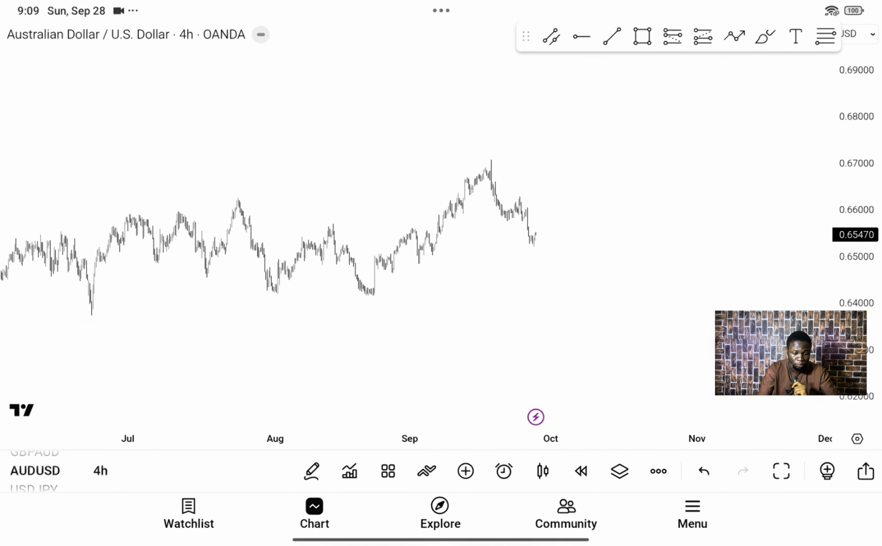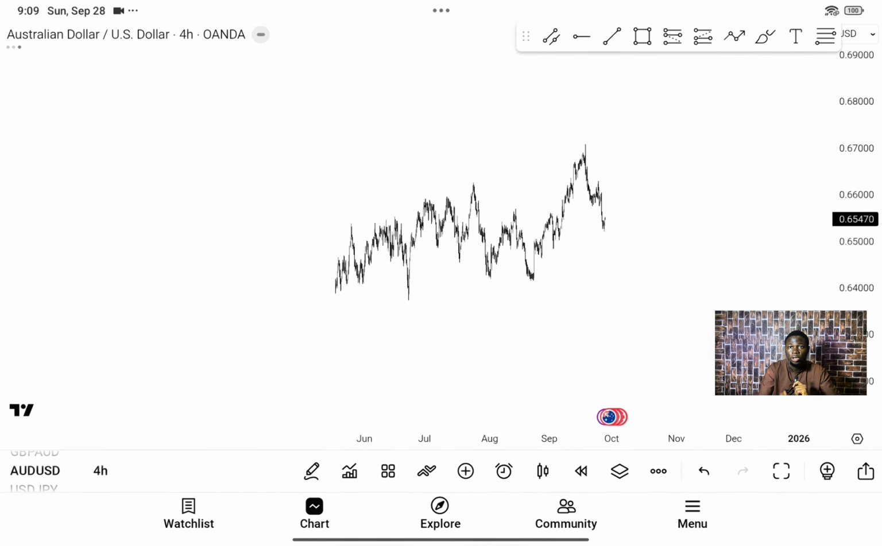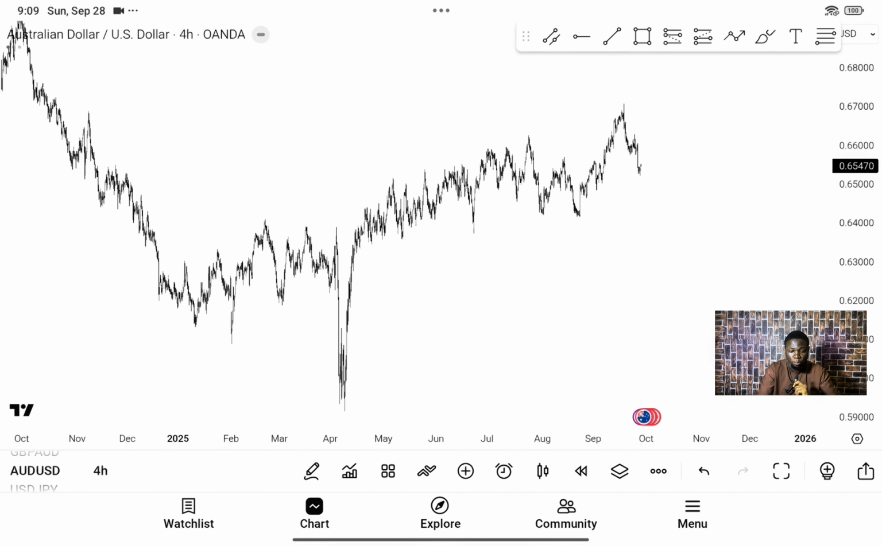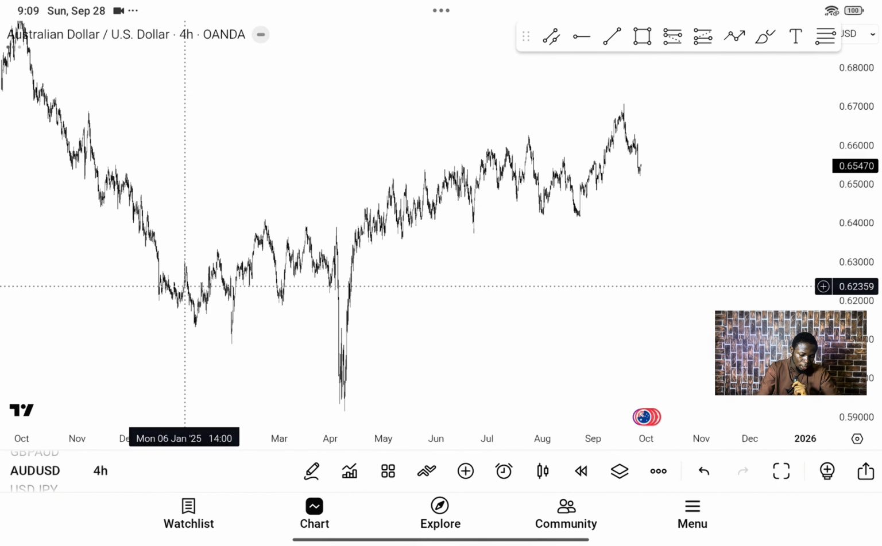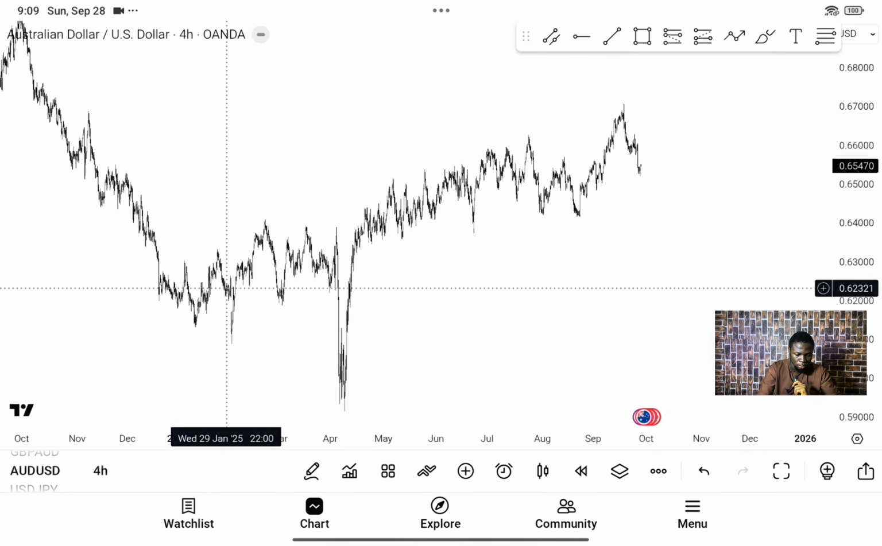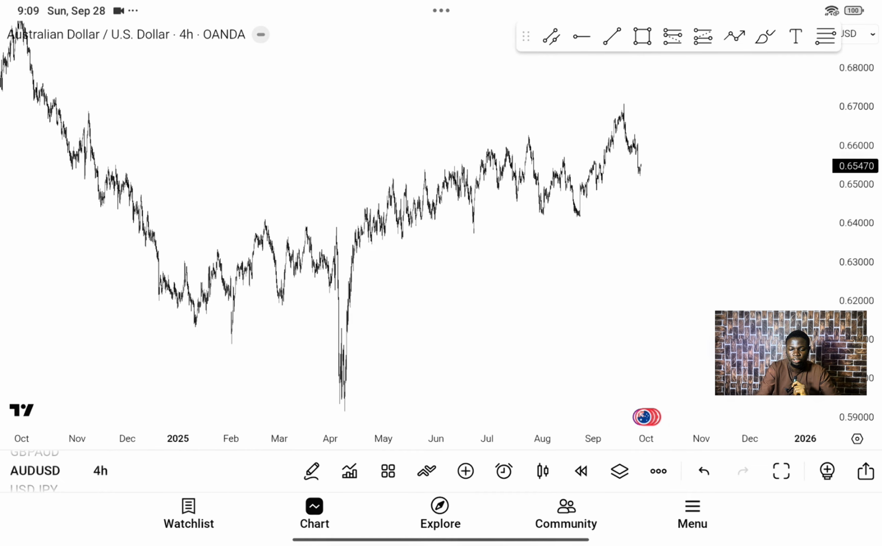AUDUSD is kind of similar to EURUSD because they are all USD pairs. But looking at this, AUDUSD has been stubborn. It has been ranging for so long, since 2024. Yes, it has been ranging.